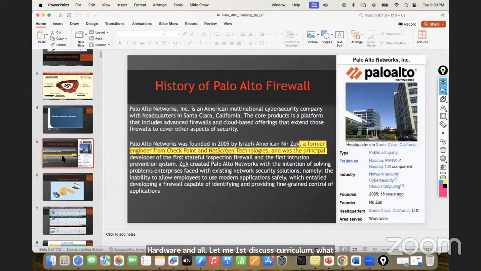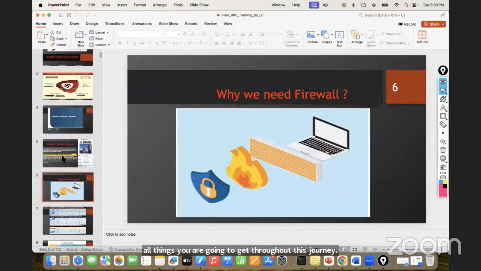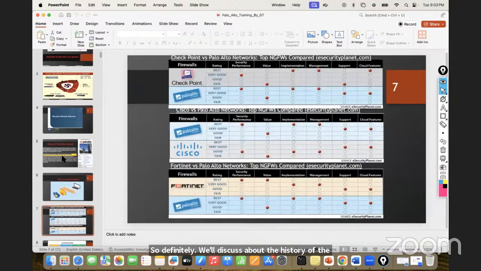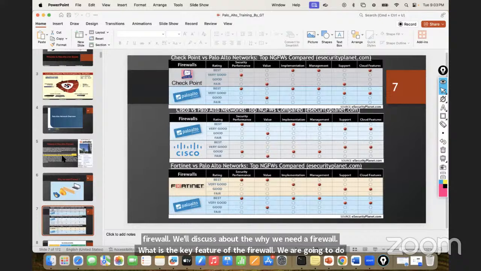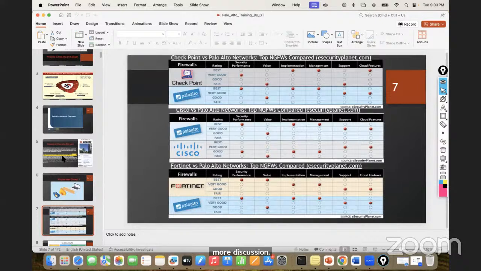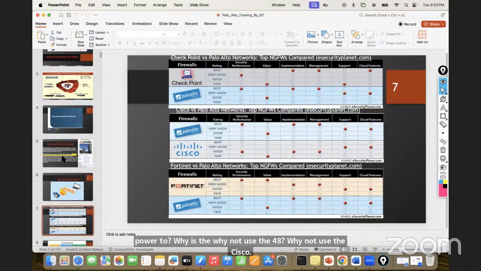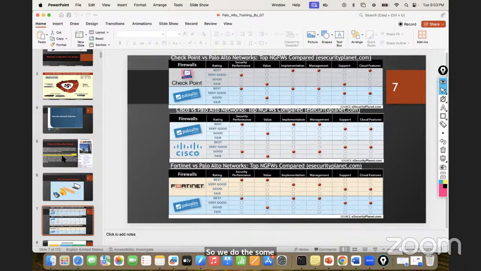So definitely we'll discuss the history of the firewall. We'll discuss why we need a firewall and what the key features of the firewall are. We are going to do more discussion. We will do the competitive analysis as well. What are the benefits of using the Check Point firewall? What are the benefits of using Palo Alto? Why use Palo Alto? Why not use Fortinet? Why not use Cisco? So we do some comparison analysis as well, because it's the most important.